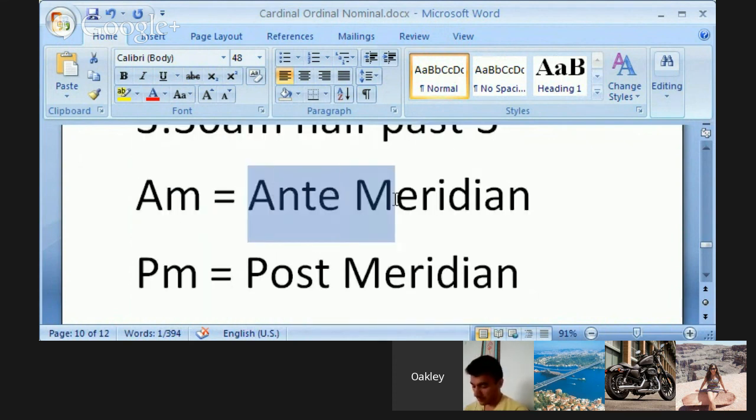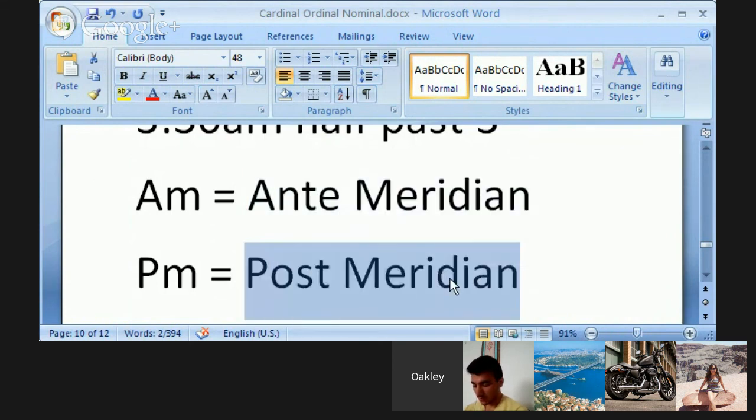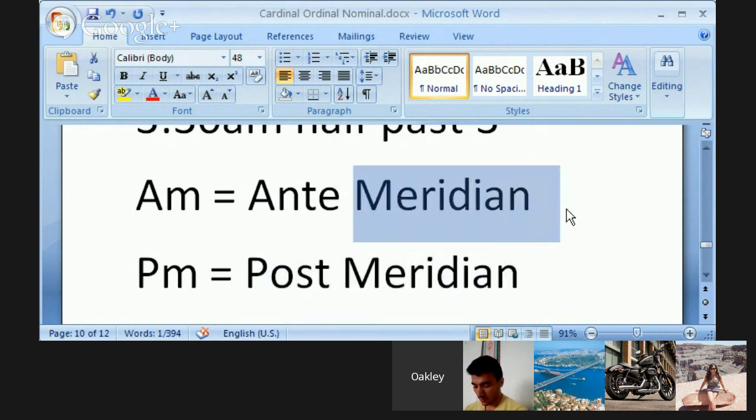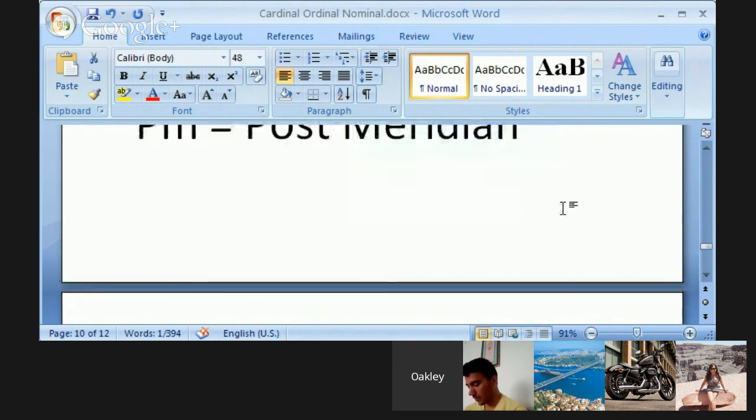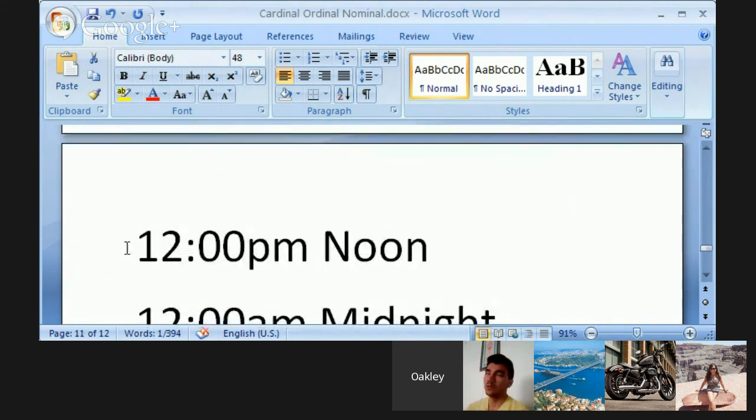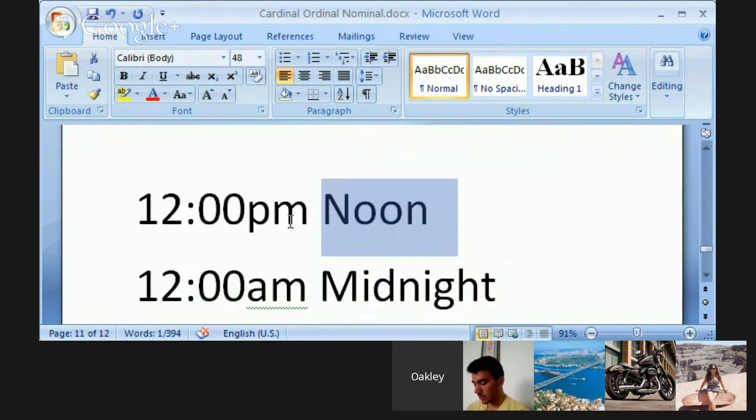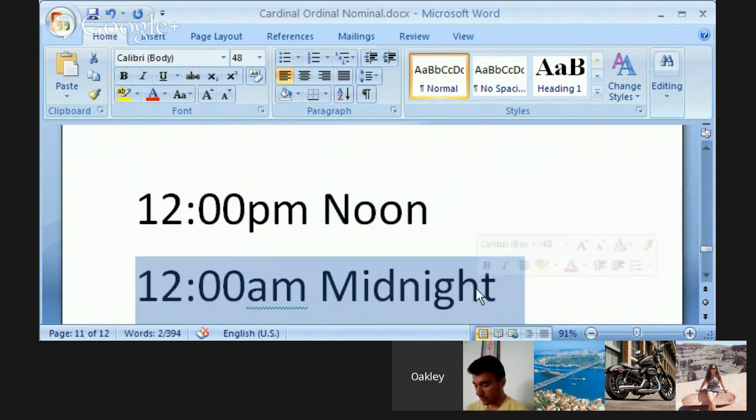AM, of course, anti-meridian. It's actually Latin. And PM, post-meridian. Meridian meaning noon, when the sun is perfectly high in the sky, or what we call noon. Okay, here's something everyone confuses. 12 p.m. is noon and 12 a.m. is midnight. Consider when it's 12:01, it is midnight.